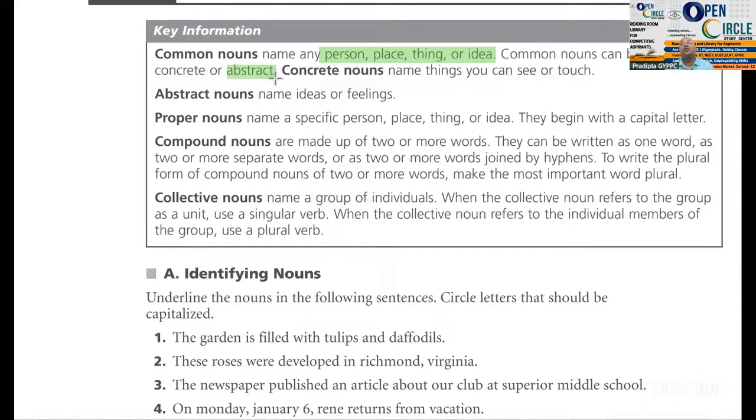Suppose I say Rama. It's a proper noun. But suppose I say Rama's statue. Okay, concrete noun. Are you able to understand? Suppose I say dog. Common noun. Concrete or abstract? Concrete. Clear? That's how we identify. Concrete noun, because you can touch, feel, and hold it.